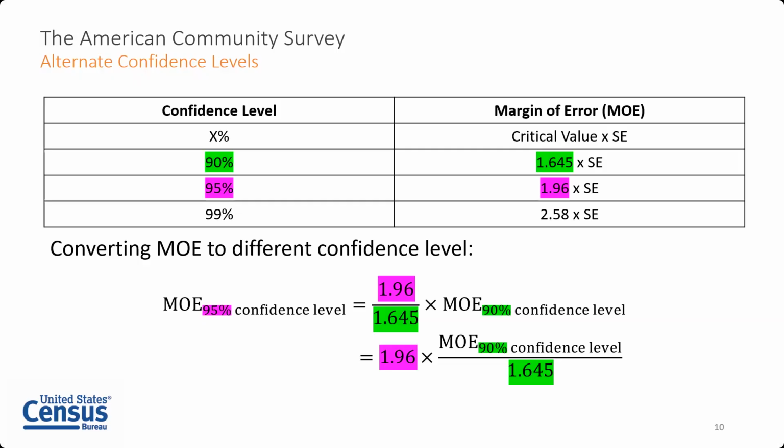It may be easier to think about it step by step. First, this formula divides the current MOE by 1.645 to convert it back to the standard error. Then the standard error is multiplied by the new level of 1.96 to find the MOE at the 95% confidence level.